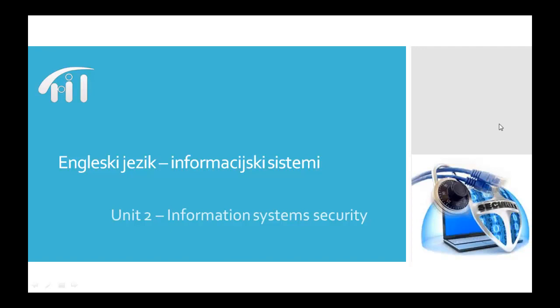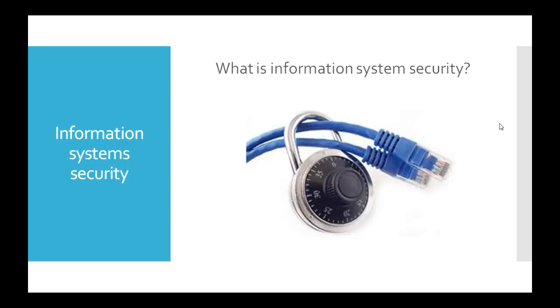In this unit, we'll be talking about information system security. Information security is a process of protecting data from unauthorized access, use, disclosure, destruction, modification, or disruption. The terms information security, computer security, and information assurance are frequently used interchangeably. These fields are interrelated and share the common goals of protecting the confidentiality, integrity, and availability of information.